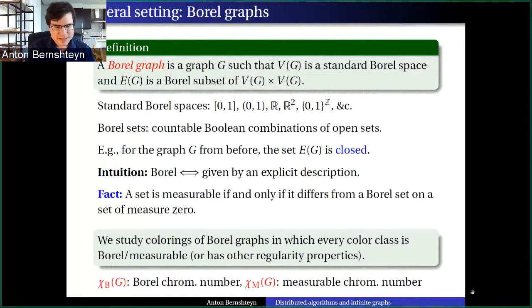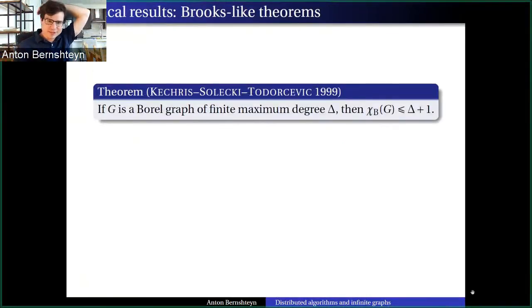Okay. So what sort of things can you prove? It's just a couple of slides with typical results in this area. Our goal is to prove or disprove various analogs of results in finite graph theory for these infinite graphs with the additional measurability requirements. So, for instance, here's the theorem of Kechris, Solecki, and Todorcevic, which was really from the paper that kickstarted this whole subject.